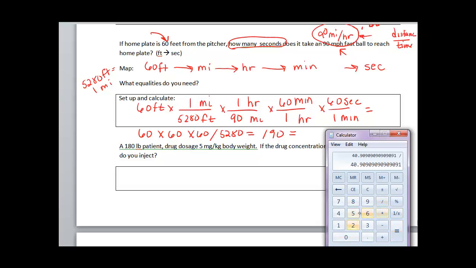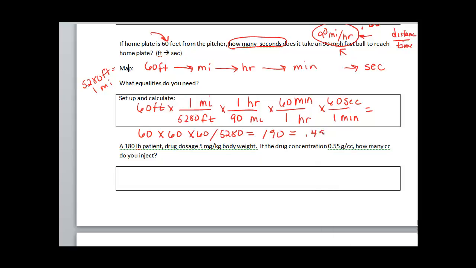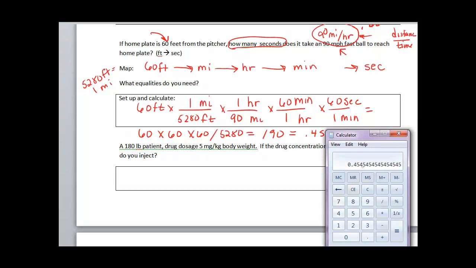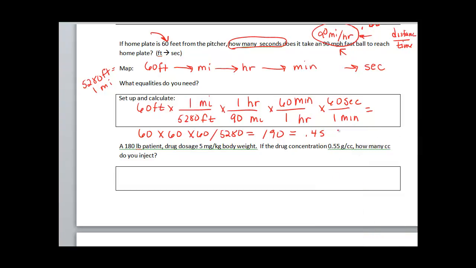and this is 0.45, and that probably is an appropriate way to round that. 0.45 seconds. This means the batter has less than a half a second to hit the ball.